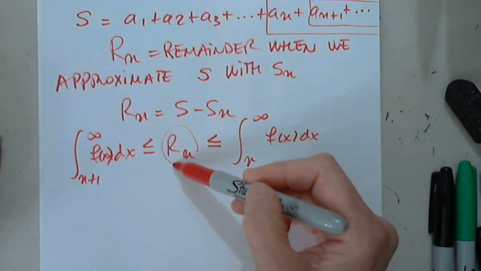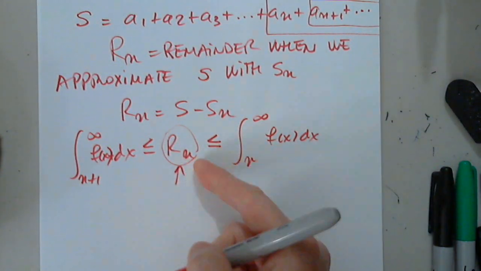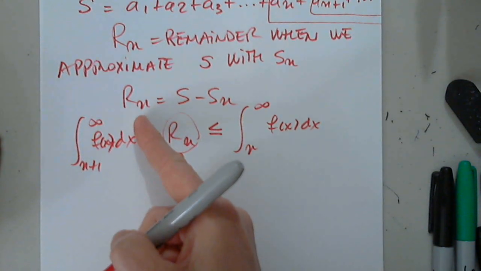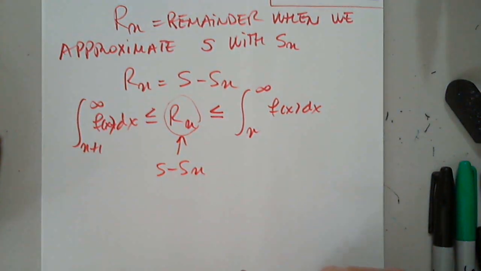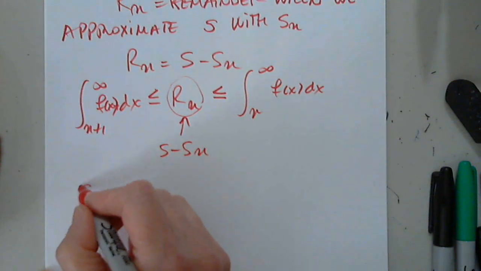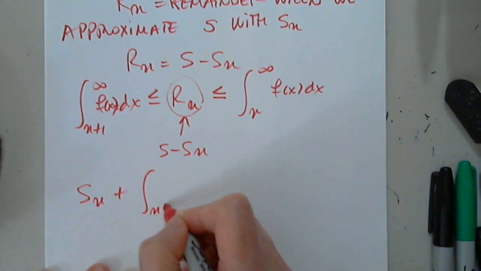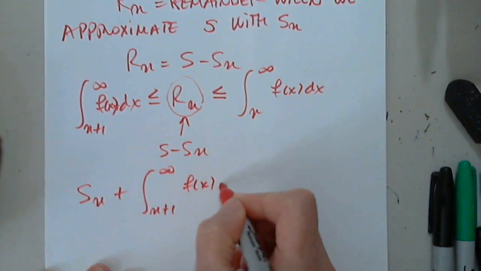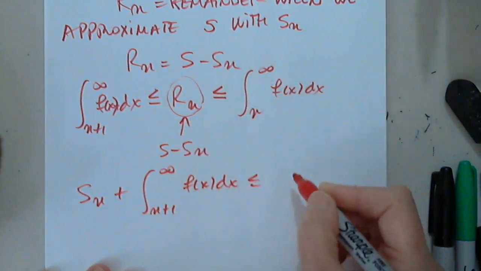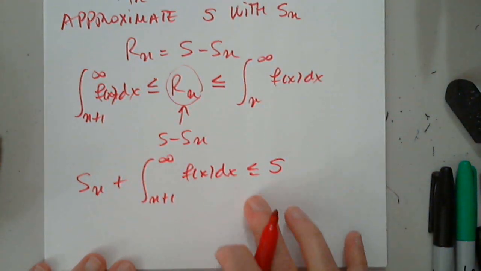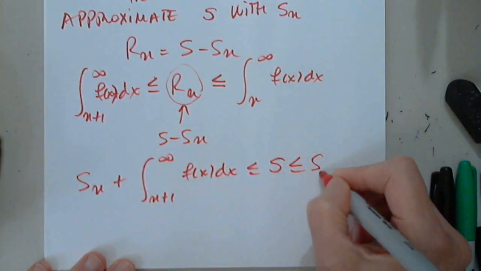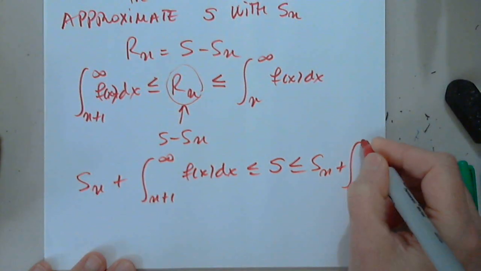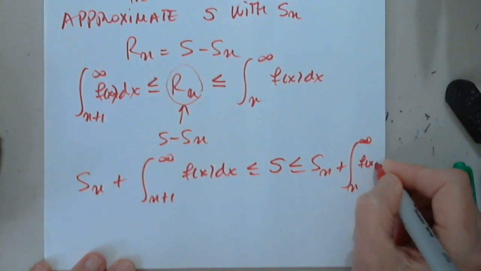Now, if we also replace Rn, the remainder for n number of terms, by S minus Sn, and we add Sn to both sides, here's what we get. So Sn plus the integral from n plus 1 to infinity of f of x dx is less than or equal to S, the entire sum of the series, which is less than or equal to Sn plus the integral from n to infinity of f of x dx.